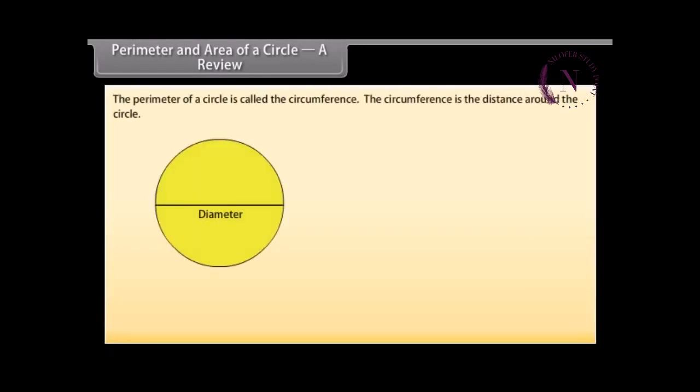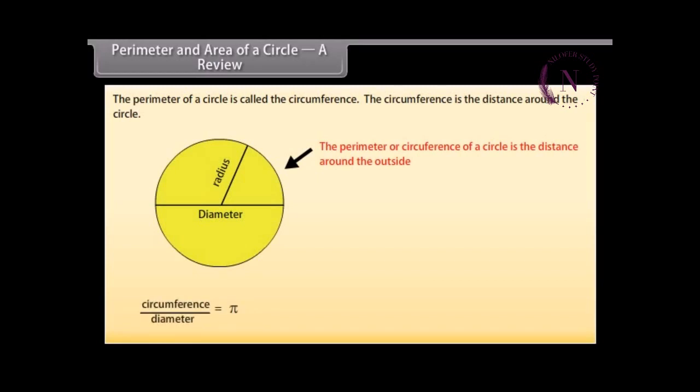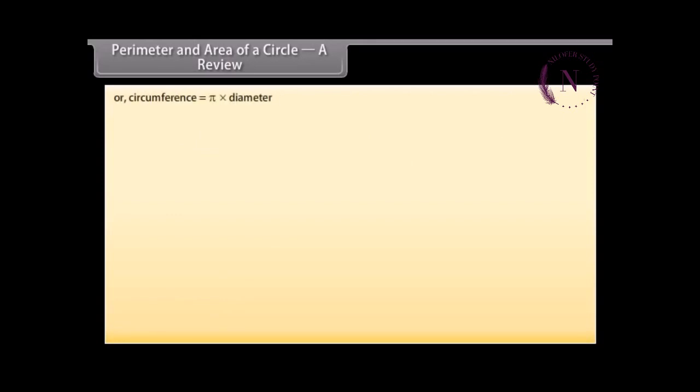A review. The perimeter of a circle is called the circumference. The circumference is the distance around the circle. The ratio of circumference to its diameter is constant. The constant ratio is denoted by pi, so circumference equals pi into diameter, which equals pi into 2r, where r is the radius of the circle, which equals 2 pi r.